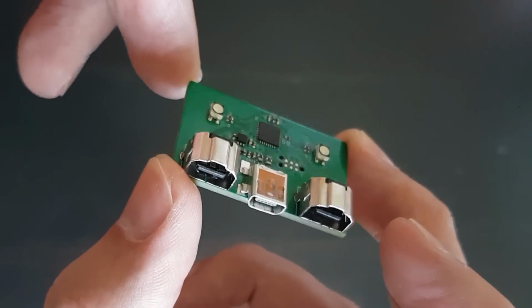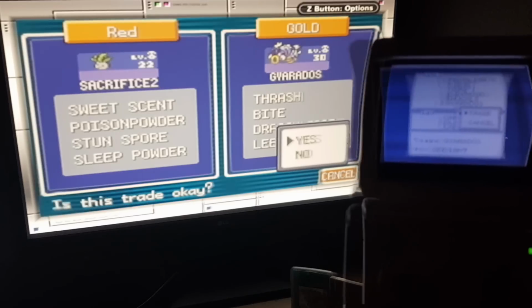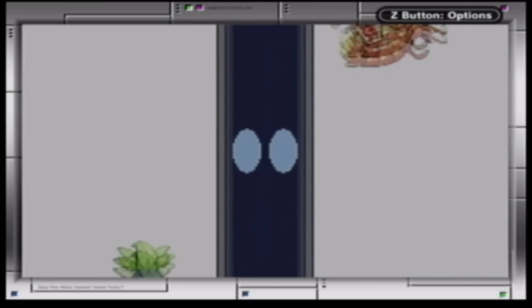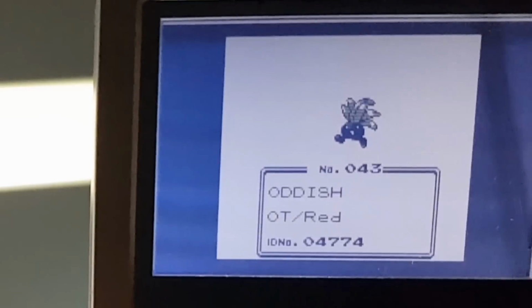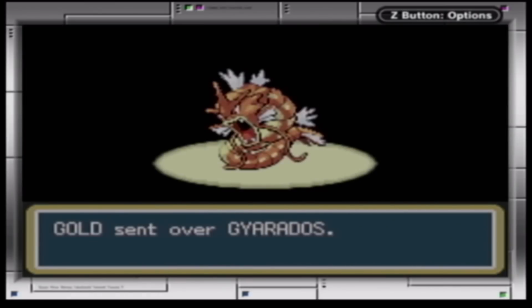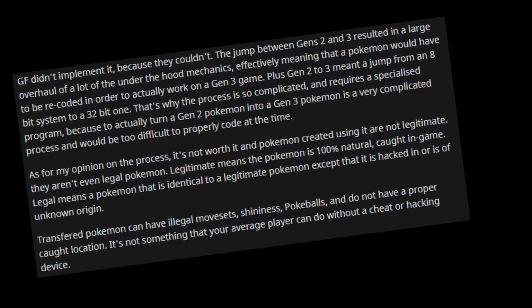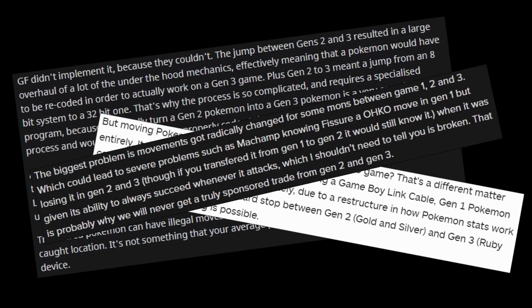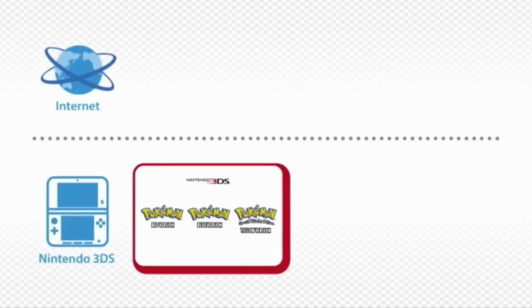A while ago I made a device to make a trade between Gen 2 and Gen 3, to finally bridge the gap between the generations. But after I finished I thought, why was this never possible back in the day? The main reason I often see is the big difference of the Pokemon structures between the two generations. But I don't think this was the biggest reason why they never did it. There are definitely ways to make them compatible with each other.